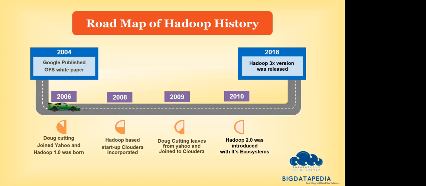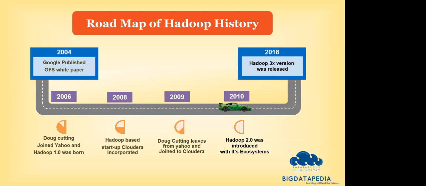Once it became famous, in 2008 he moved from the Apache team to Cloudera, a Hadoop-based distribution tool that was introduced in 2008. In 2009, he joined the Cloudera team, and then all the development was done with the Hadoop platform. And in 2010, all the ecosystem was connected via Hadoop, when Hadoop 2 was introduced.